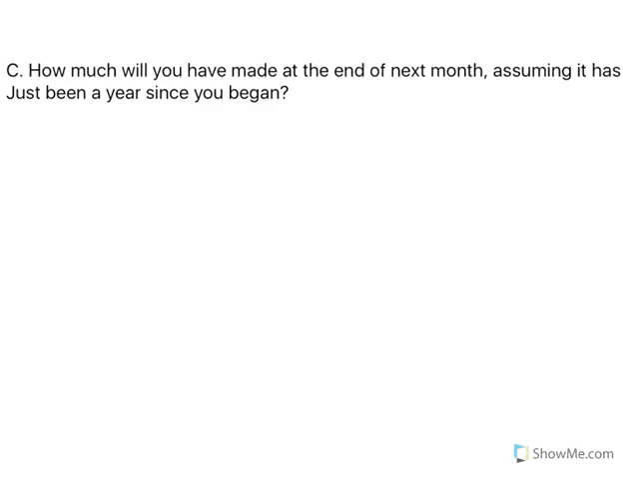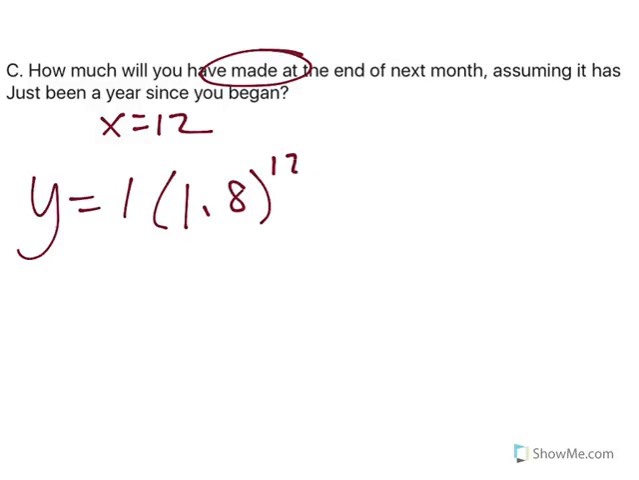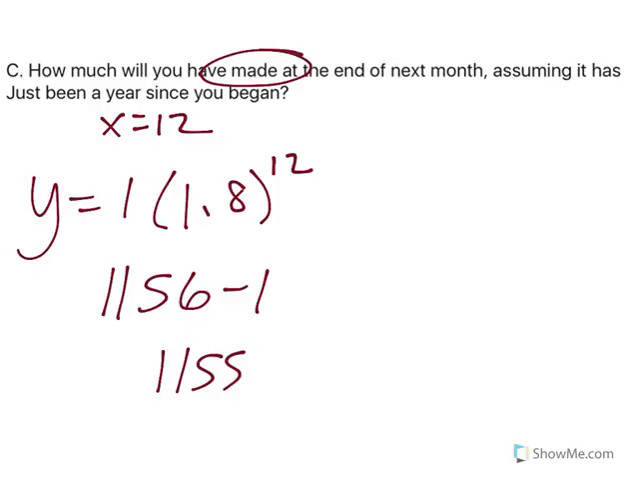How much will you have made at the end of next month, assuming it's been a year? So we're saying that x is 12, but we're talking about money, right? How much will you have made? So if we talk about y equals 1 times 1.8 raised to the 12th, this will give us approximately 1156 people, but the first one was you, and I don't think you paid for your domain name. So we had 1,155 paid domain names, and each one of those paid $9.95.